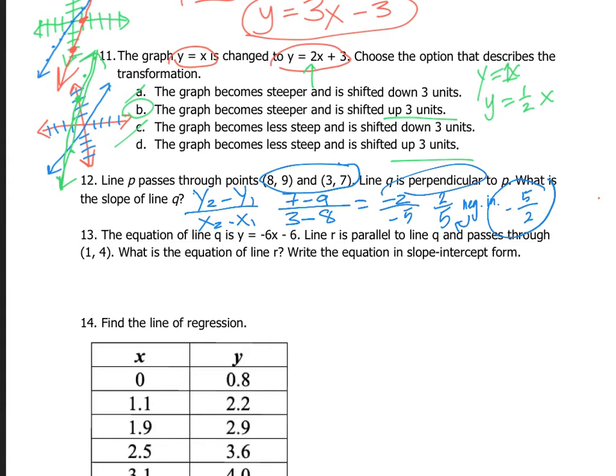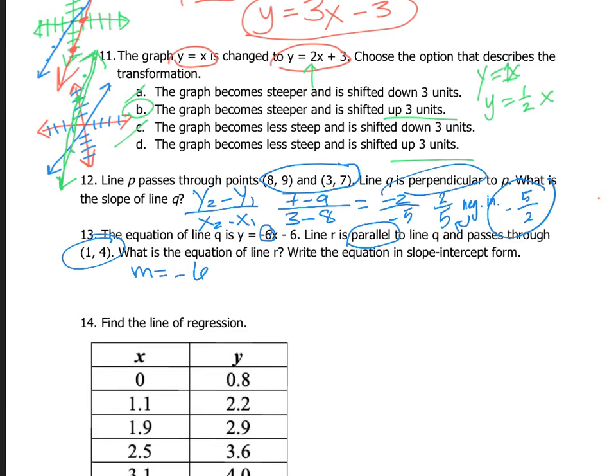For this next one, it's asking the equation of a line. The equation of the line Q is y equals negative 6x minus 6. Line R is parallel to line Q and passes through this point. What is the equation of line R? So what we need to do is think about parallel. If something is parallel to one another, what is the slope like? The slope is the same. So for line R, our slope is going to be negative 6.